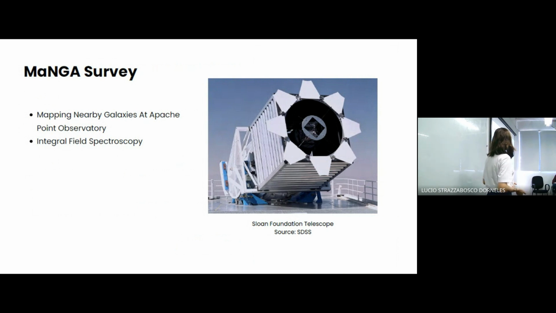To achieve this, we use the MaNGA survey, which observed approximately 10,000 galaxies in the local universe, with the main goal of obtaining the kinematic structure and the composition of the gas. The main advantage of MaNGA is that it uses integral field spectroscopy. So we have a data cube, and we don't have just one spectrum for each object. We have a lot of spectra, so we can have a more detailed study of each object.